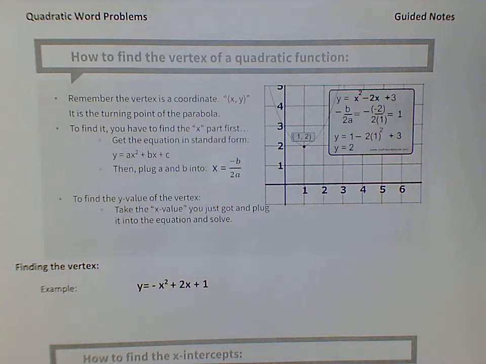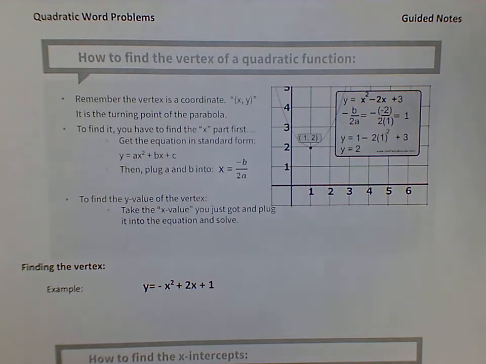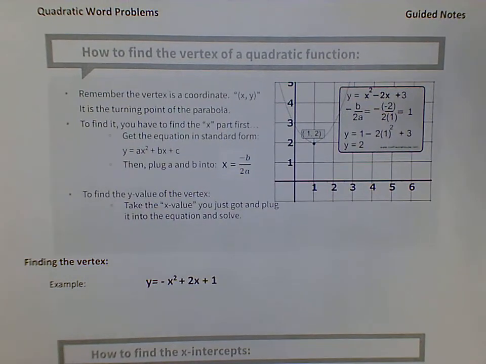Today we're working on how to solve quadratic word problems. In order to do that, you have to actually know how to find the vertex of a quadratic equation, and you also need to know how to find the x-intercepts, and so that's what we're working on. We're going to learn how to do that by looking at the equation.